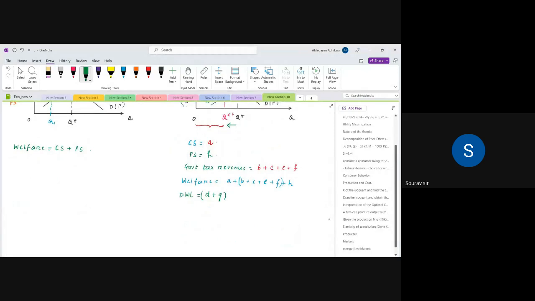So the deadweight loss to the society is D plus G. So the result that we want to post over here is that imposition of tax reduces social welfare for both producers and consumers. Correct?